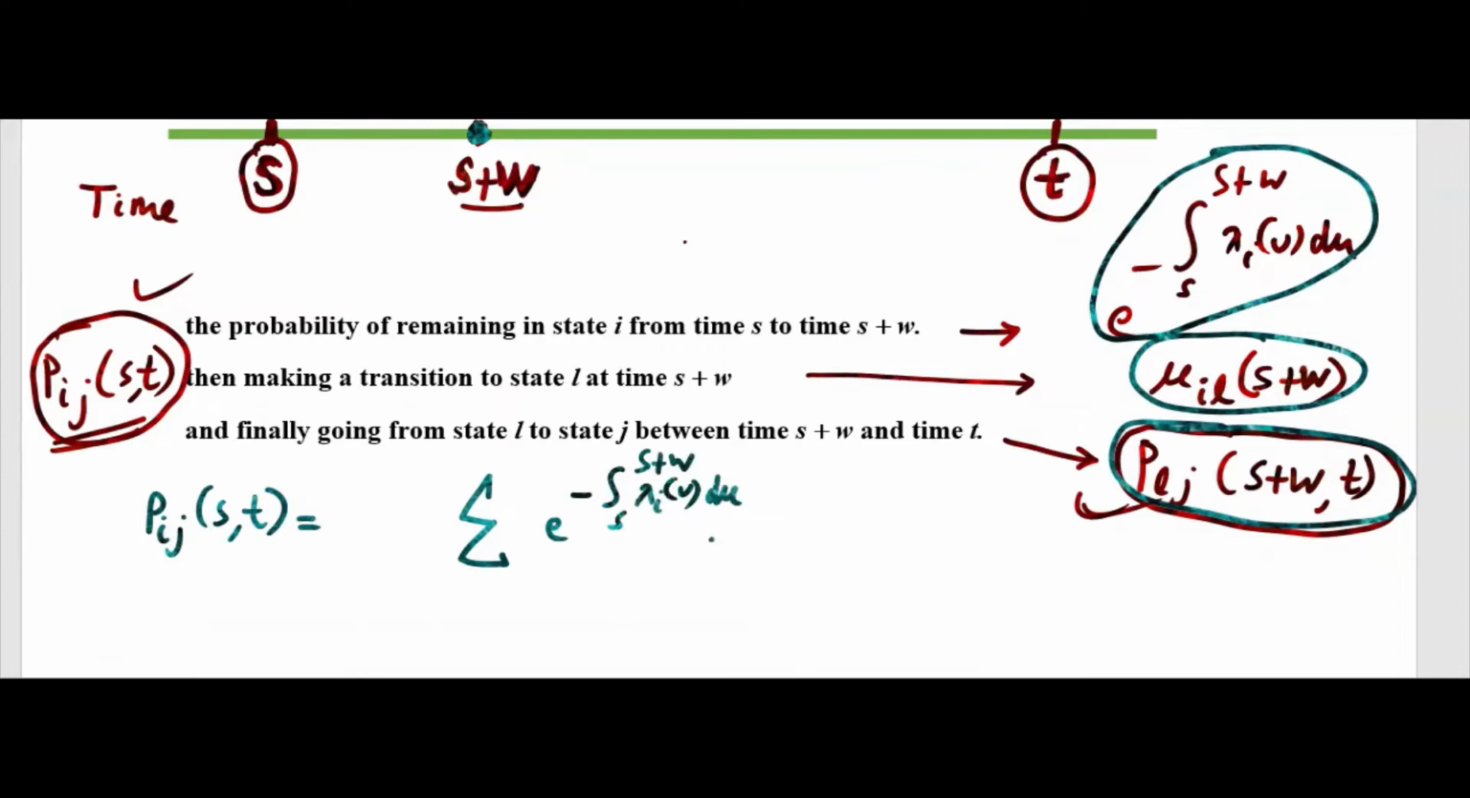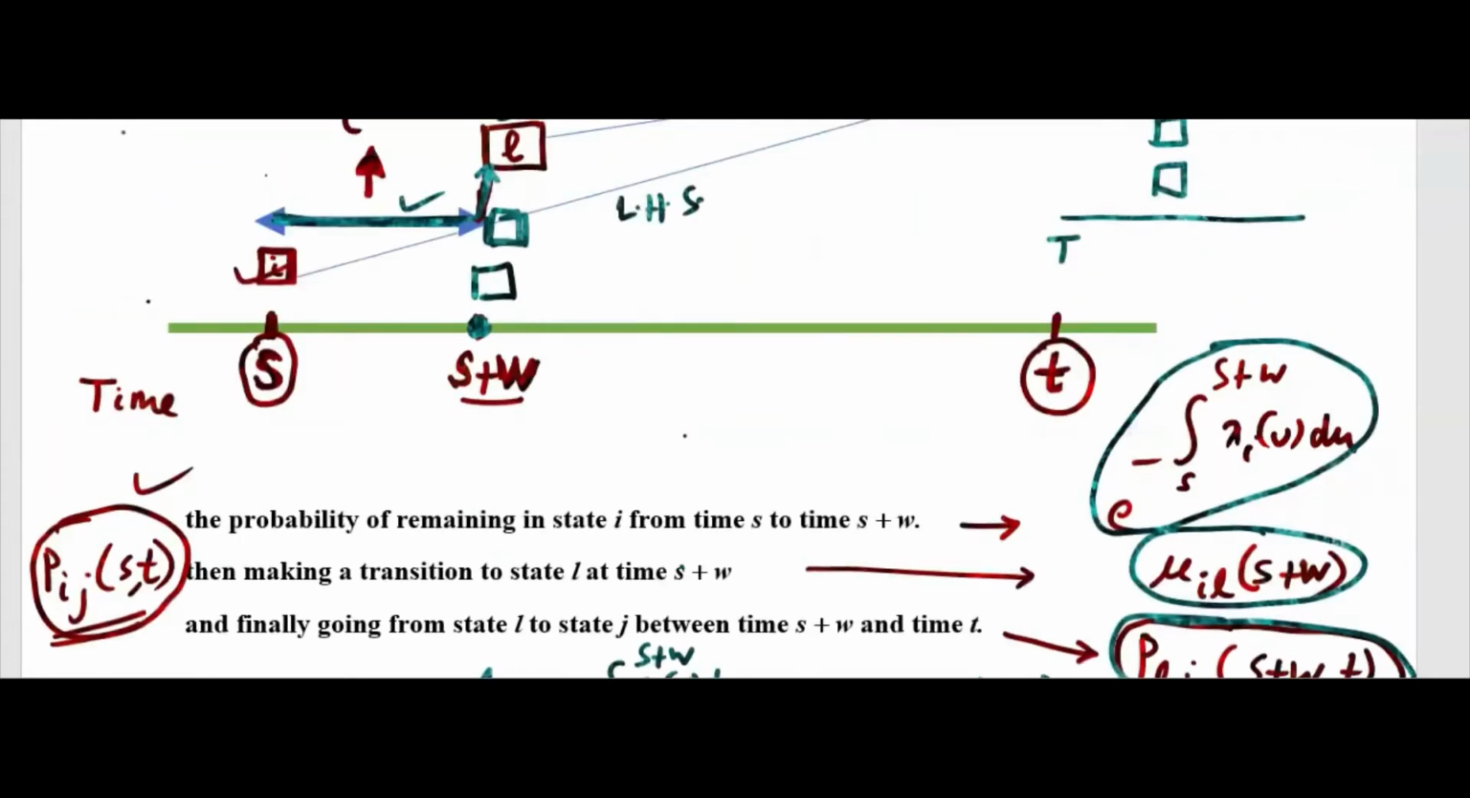Then the next one is mu IL. Still it's not over. There is something else we have to write. For mu il, I need to write s plus w, then p lj, s plus w t. So these are the three terms I've written, and I explored all the possible states I might go when I make a transition to some other state.